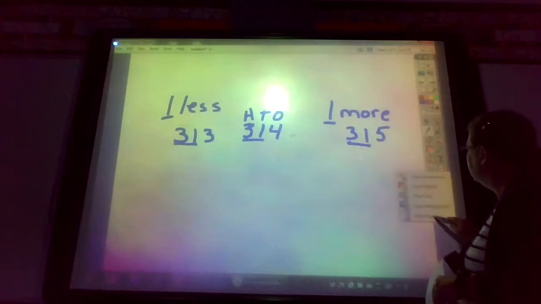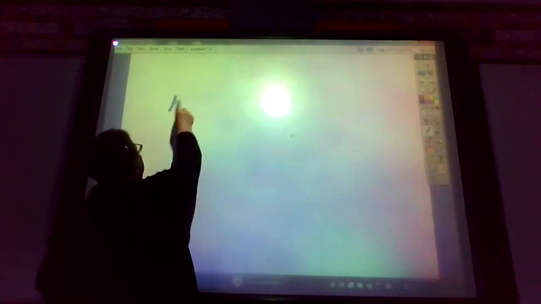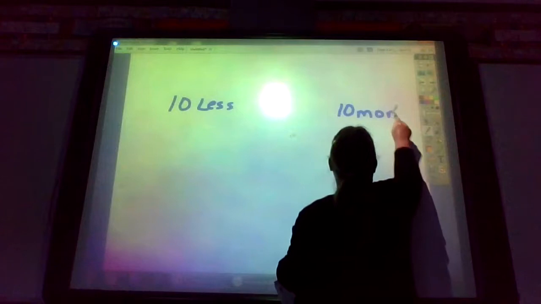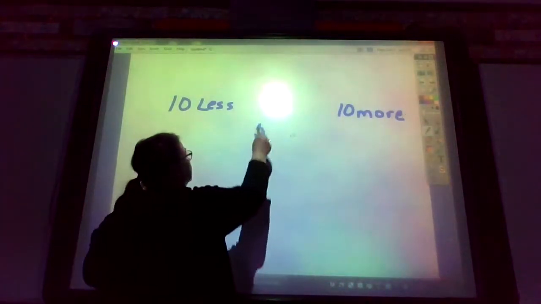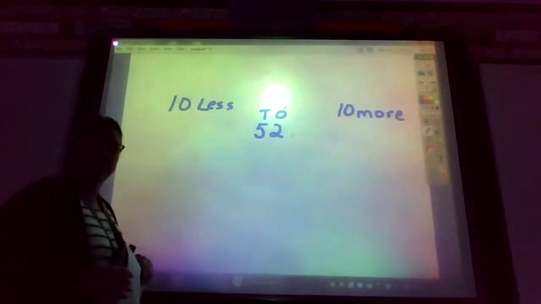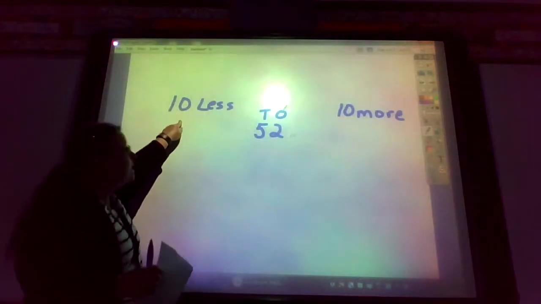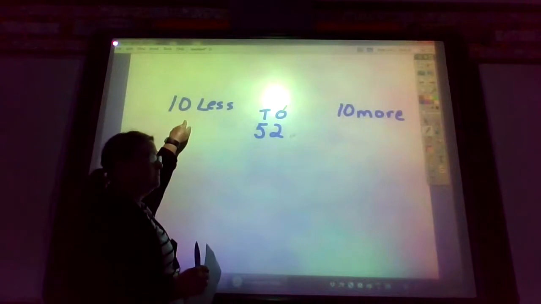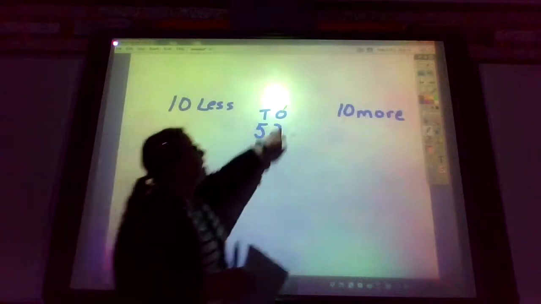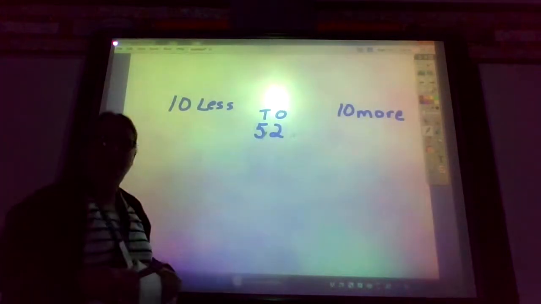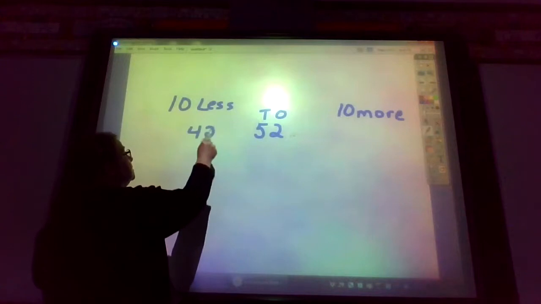Okay? Well, let's try another one. Let me show you the next one. Let's say it says 10 less. Let's say it says 10 more. Well, let's start out with this number, 52. Let's label tens, ones. It's asking me to change the tens. Here's my tens. It's telling me 10 less. Not 1 this time, but 10. I'm not going to change my ones because it doesn't say 1. It says tens. So I'm going to change my 5. So it would become 42.